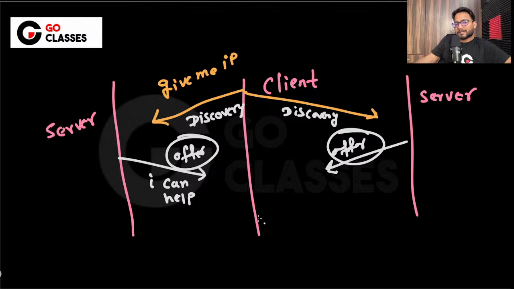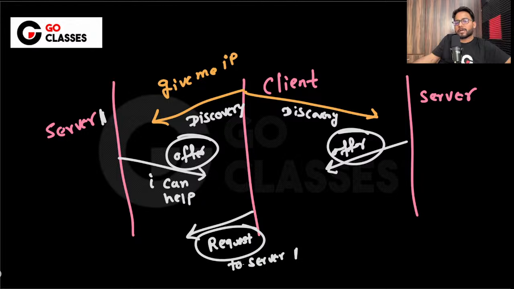Now the client will accept one of the offers, and it will just send a request. It is saying, okay, I'm accepting this offer. It will request, let's suppose, server one: give me the IP. I want to take your offer, but it will also broadcast this. It will basically send this to everyone.